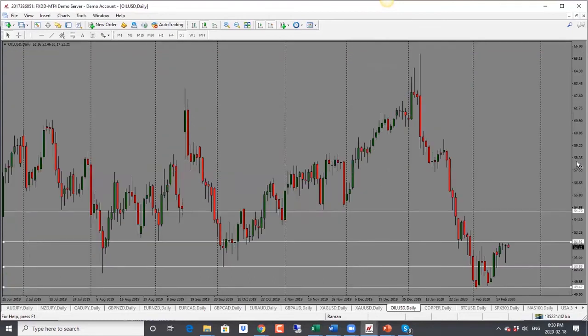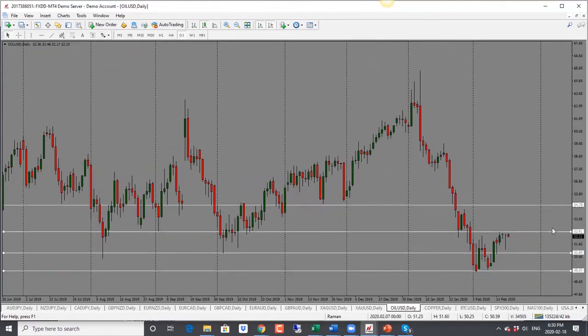And then oil here, still struggling with this resistance, but it's holding below the resistance. And as long as it stays below the resistance, bias is still to the downside. So I would look for 50.80 as the first target. And if it goes through that level, then we're looking at 49.50. So right now the bias is still bearish.